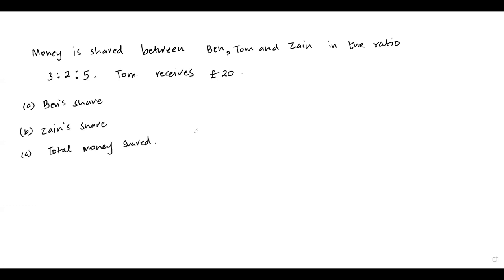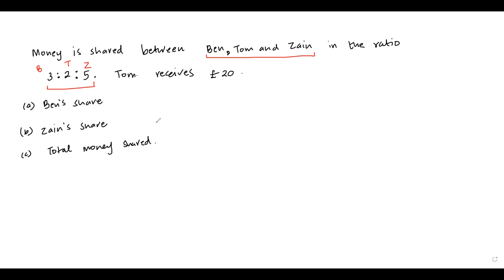Okay, now listen to me. I'm giving you a very basic example for you to understand how you have to formulate your equations. Now, if you look at this, money is shared between Ben, Tom, and Zane in the ratio 3:2:5. Tom receives £20. Guys, I've given you a ratio and I've also given you the names. Always remember the order they give you the names is the order they write the ratio as well. So 3 belongs to Ben, 2 belongs to Tom, and 5 belongs to Zane. That's clear? So always the names are given in the order of your ratio. Then we tell you Tom receives £20. How much does Ben receive?